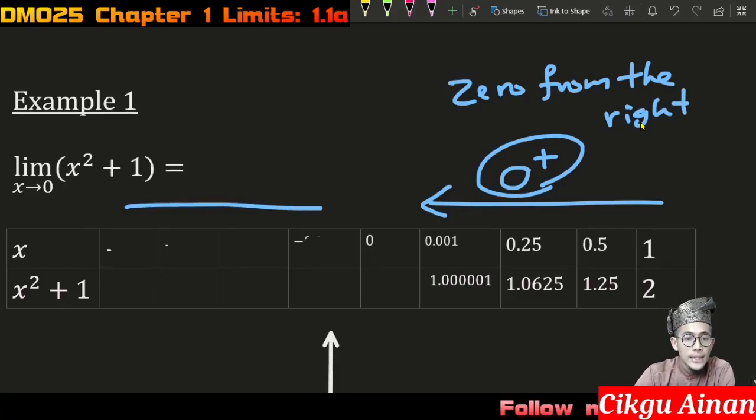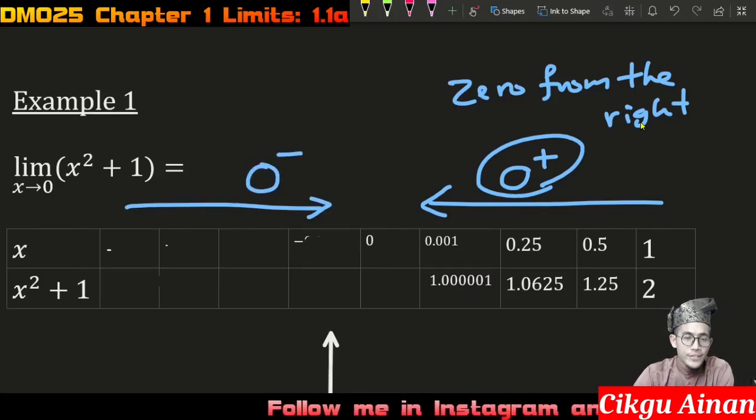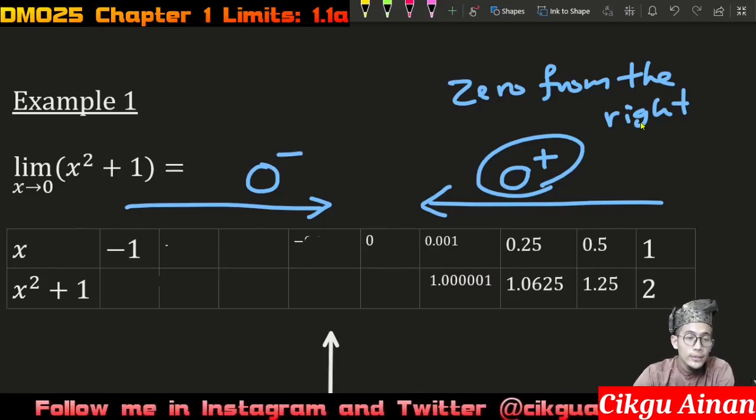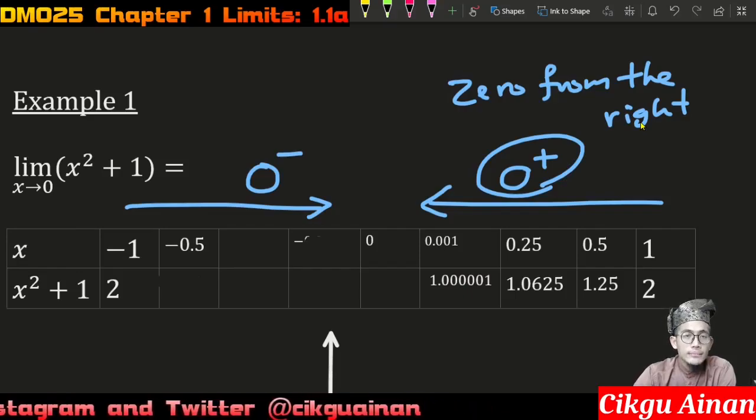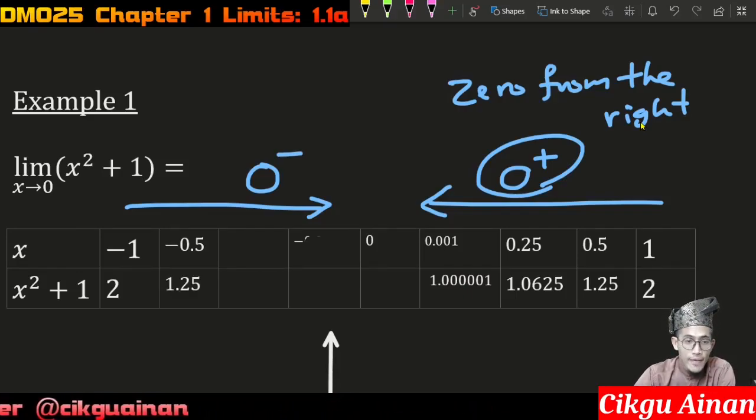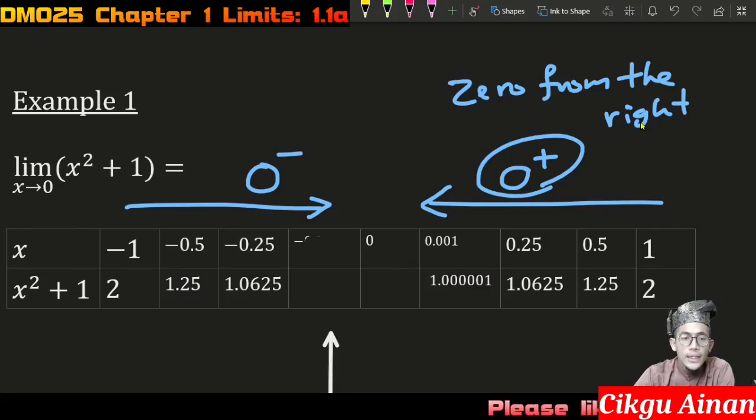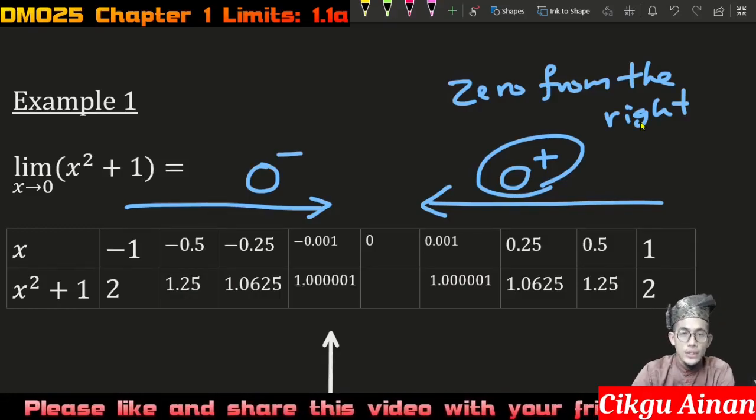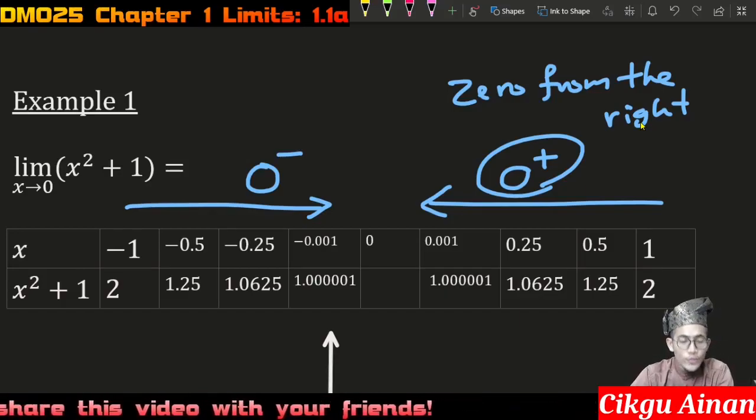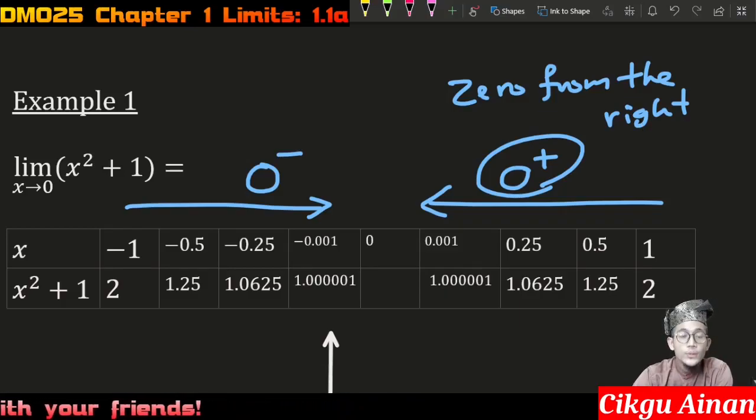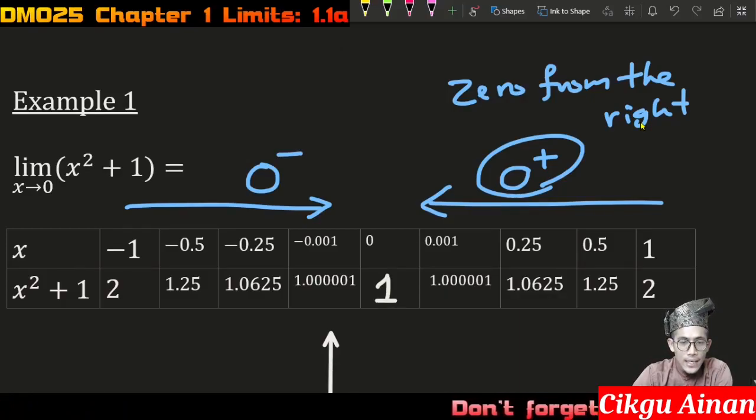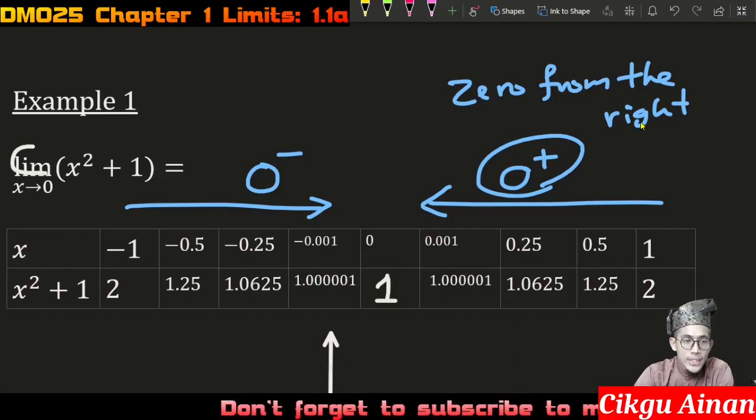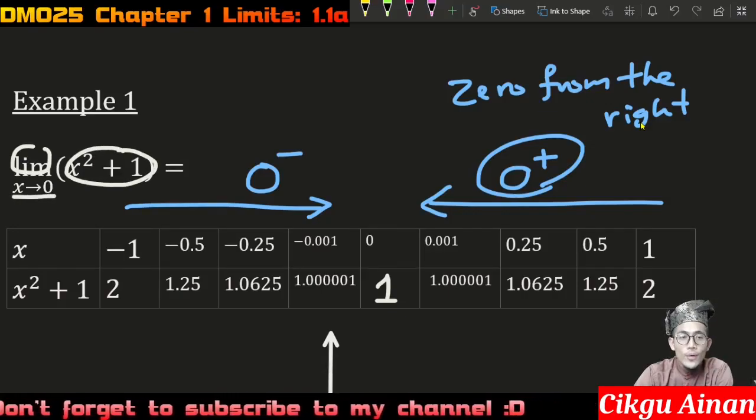Now we want to find the value when x approaches 0 from the left. The first one is -1, so we get 2. Next is negative half, and the value is 1.25. The next one is minus 0.25, the value is 1.0625. The next one is minus 0.001, and the value is 1.000001. As we can see over here, when x is closer to 0, it tends to a value of what? 1.